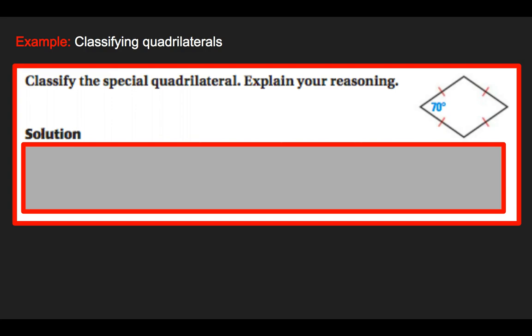Classify the special quadrilateral and explain your reasoning. All 4 sides are the same length. Is it a rhombus, a rectangle, a square? I think you can pretty quickly eliminate rectangle since all 4 sides are the same length. And I hope you're also eliminating a square as the angle measure is 70 and not 90.